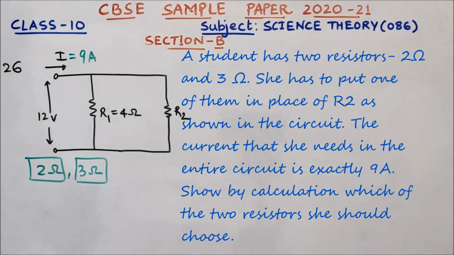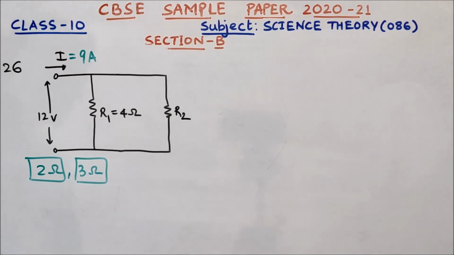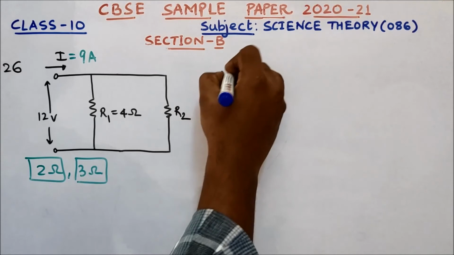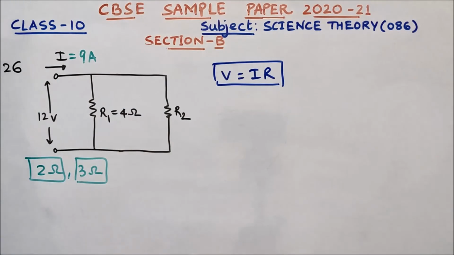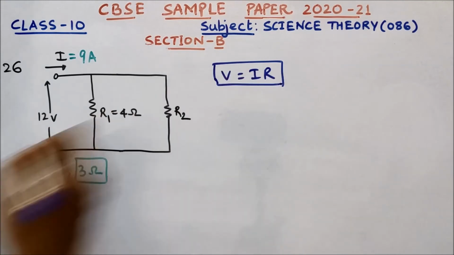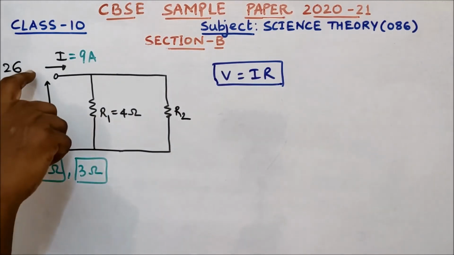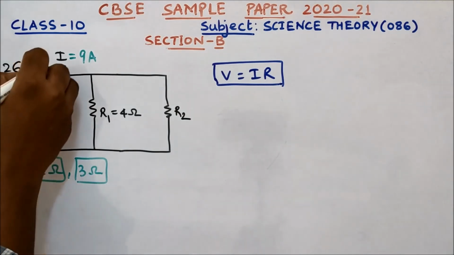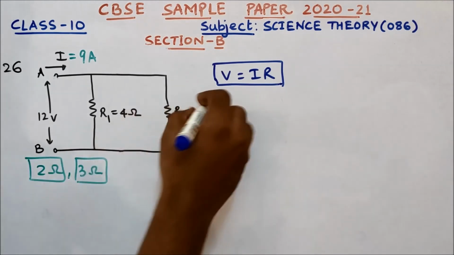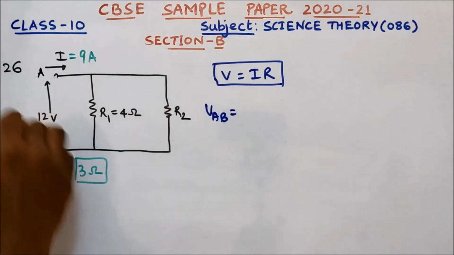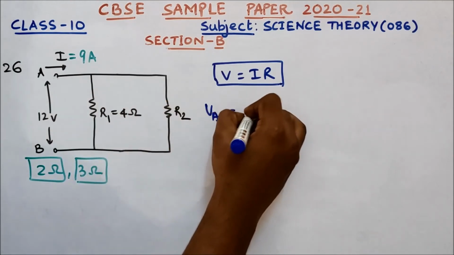I hope you have understood the question. Now how to attack the question? For that let us use Ohm's law. Ohm's law says that V is equal to IR. This is the formula. Now let's see bit by bit how to solve this question. Let me name these points A and B. The potential difference across AB, I am writing it as VAB. VAB is 12 volts.